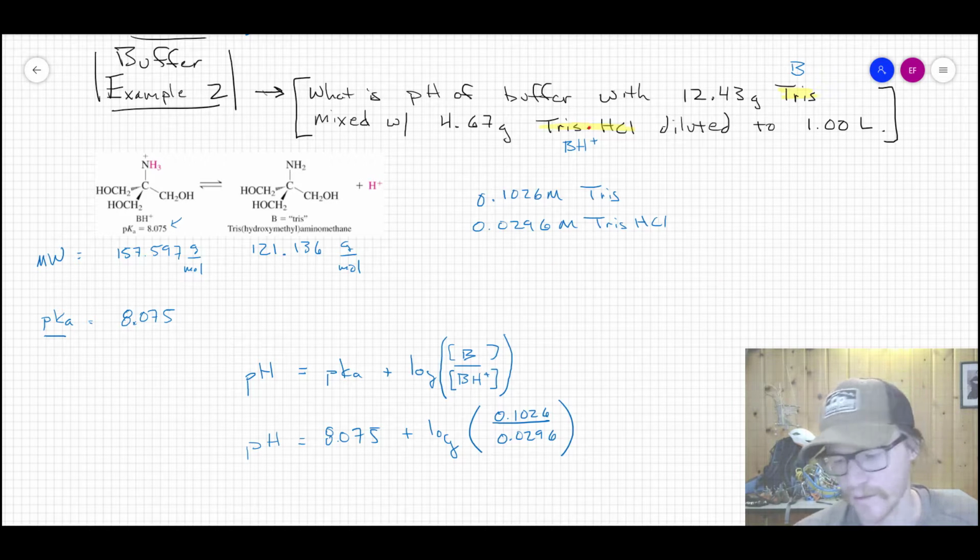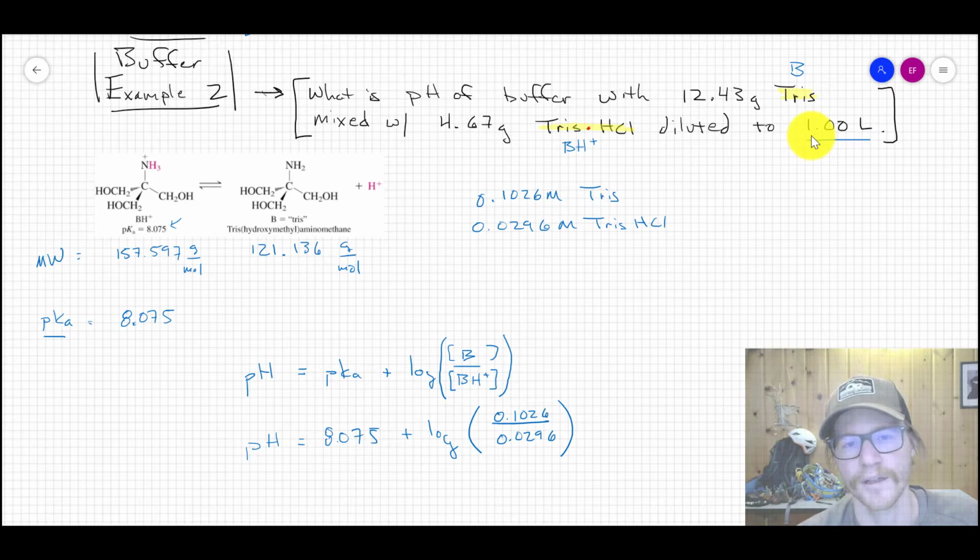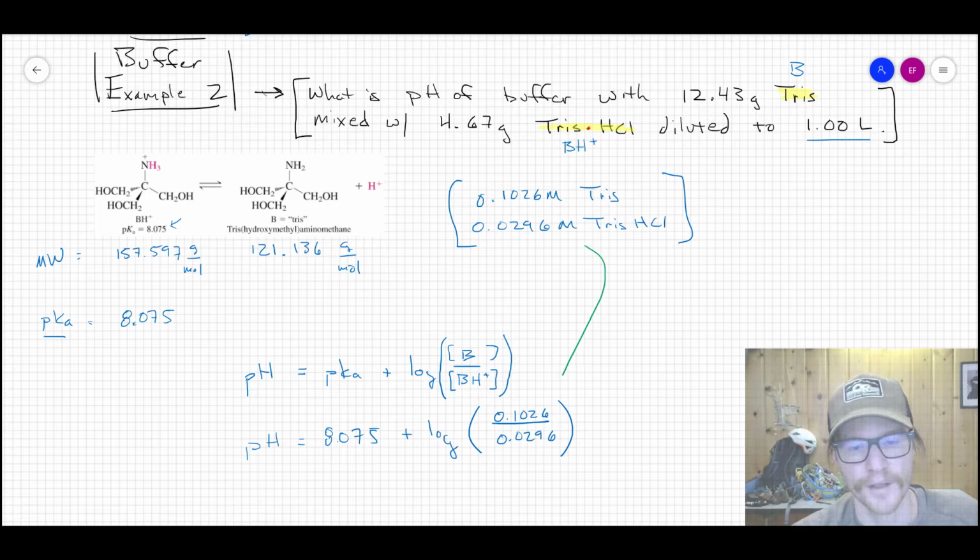Okay, so I just did some quick math and converted these masses of tris-HCl and tris using the molecular weight into moles. Divided by 1 liter, conveniently, that gives me the molarities, or the concentrations, of both tris and tris-HCl in this buffer. So I can take those values and substitute them into my Henderson-Hasselbalch equation again, with the base on top and the protonated form of the base, or the acid, on the bottom. 8.075 is my pKa. I could solve this, and this gives me 8.61. So that's the pH of my system.